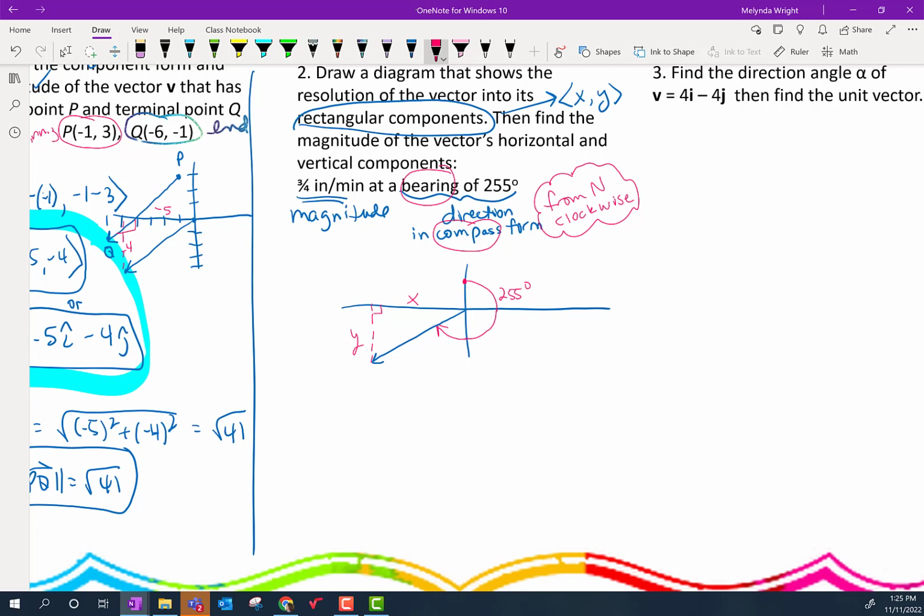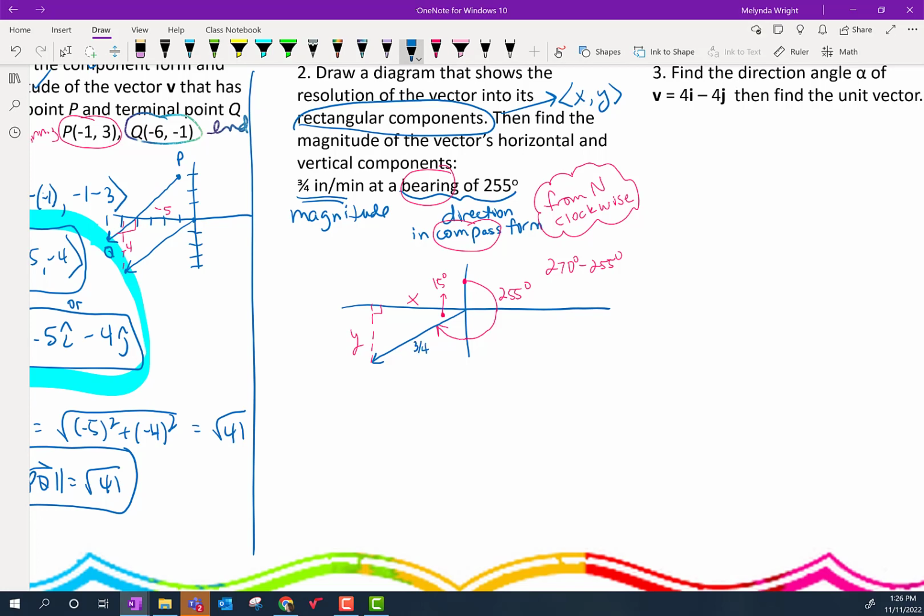We need this angle measure. We can find that, right? Isn't that a fairly easy thing to find? Wouldn't we do 270 degrees minus 255? Won't that give us that little angle measure right there? Yes, 270 minus 255. That gives us, so this angle measure is 15 degrees. So I have a right triangle, and the angle measurement of the right triangle is 15 degrees. My magnitude or length of my vector is 3/4.